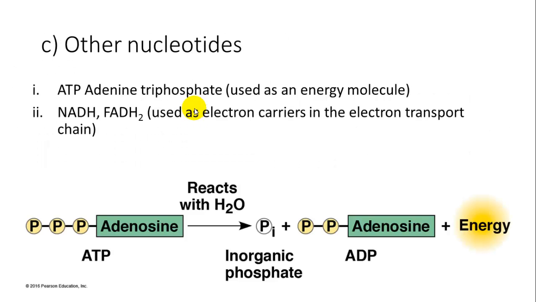There are other nucleotides, including adenine triphosphate, or ATP, which is the energy molecule. It's a very important molecule we'll talk about lots of times in this class. NADH and FADH2, these are intermediate energy storing molecules or electron carriers, important for photosynthesis and respiration.